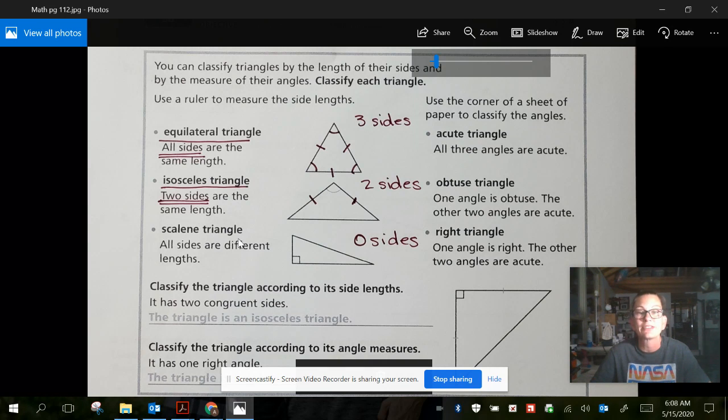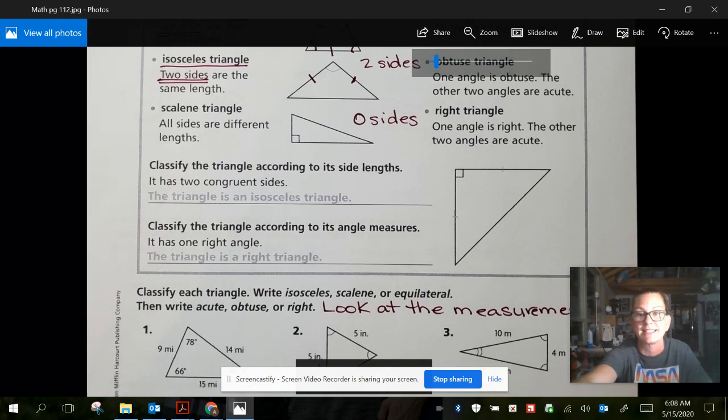And finally, we have a scalene triangle. Notice that there's not this little hash line in any of them, but that's because all three sides are different. So we call it a scalene. Now, this triangle happens to have that little square in the corner. Anytime you see that square, we call that triangle a right triangle.